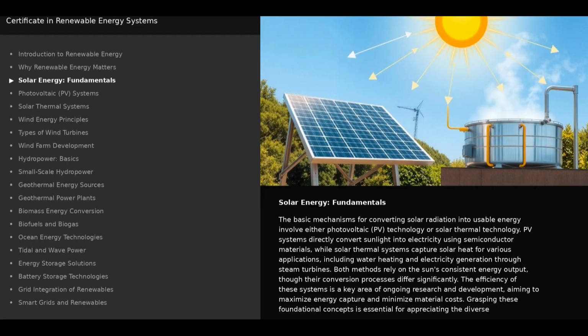The efficiency of these systems is a key area of ongoing research and development, aiming to maximize energy capture and minimize material costs. Grasping these foundational concepts is essential for appreciating the diverse applications and future advancements in solar energy.